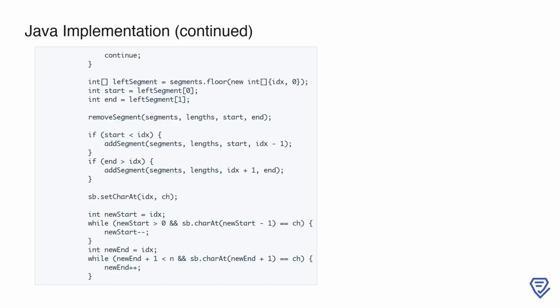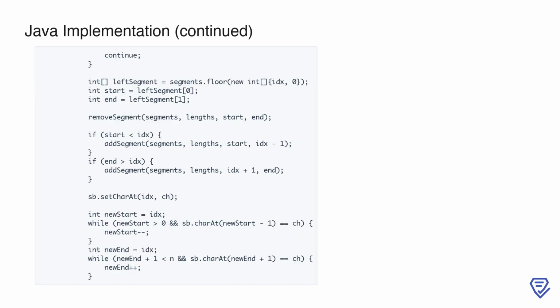First, we locate the segment that contains the query index using the floor method of the tree set. This gives us the left segment, and we extract its start and end positions. We then remove this segment from both the segments and lengths data structures using the removeSegment helper method. Next, we handle the splitting of the existing segment.